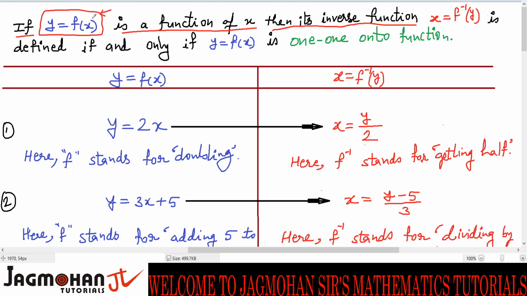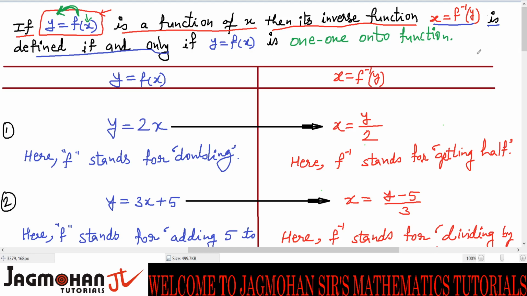Now how is the inverse written? Y equals f of x, so x will be f inverse of y. You can assume it to be going this side. So x is f inverse of y, which is written here. X equals f inverse of y, which is the inverse function of y equals f of x, is defined if and only if y equals f of x is a one-one onto function.